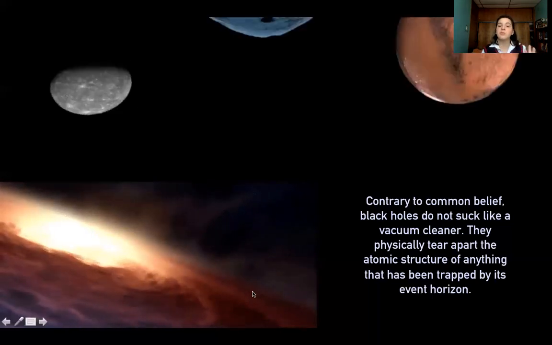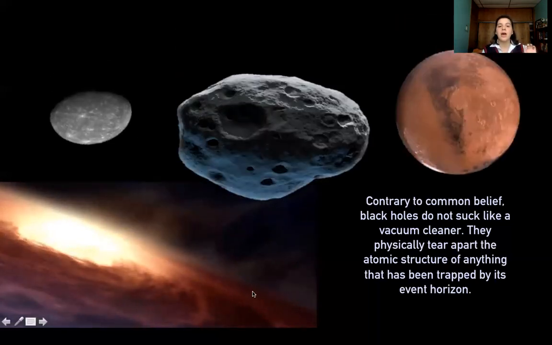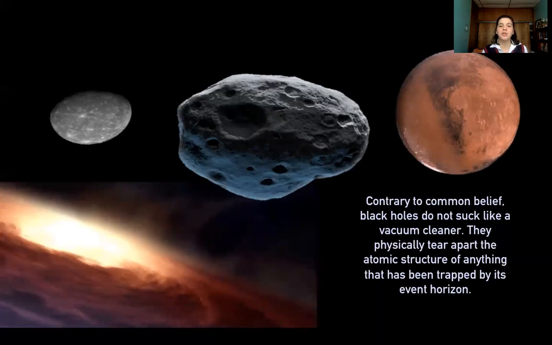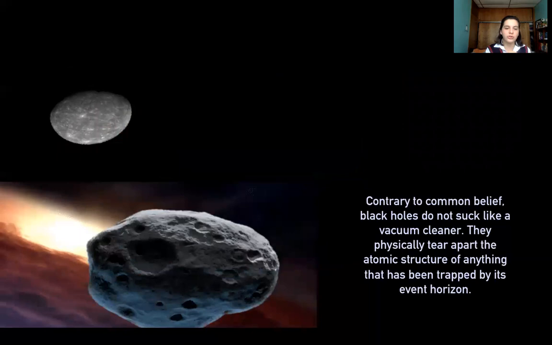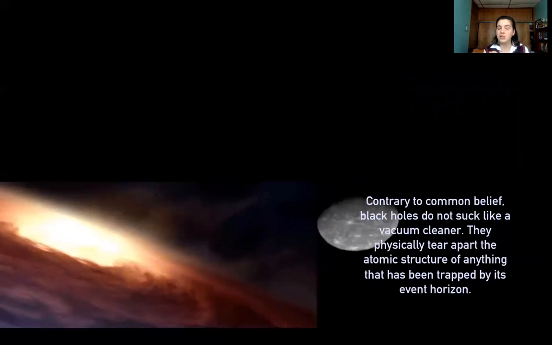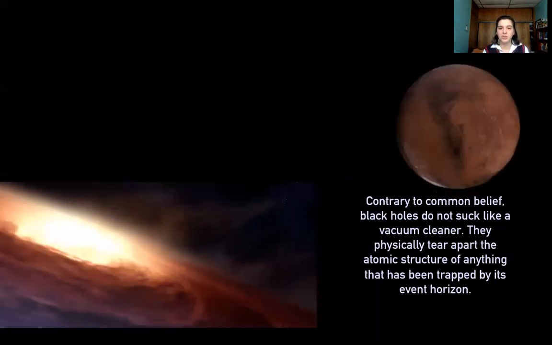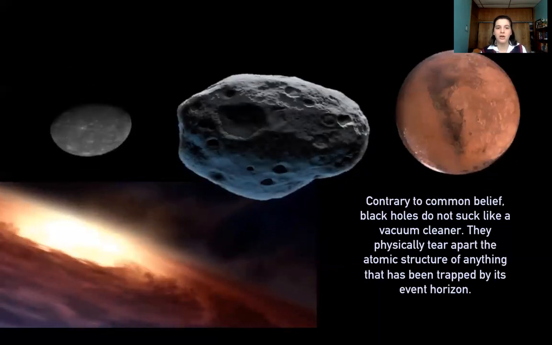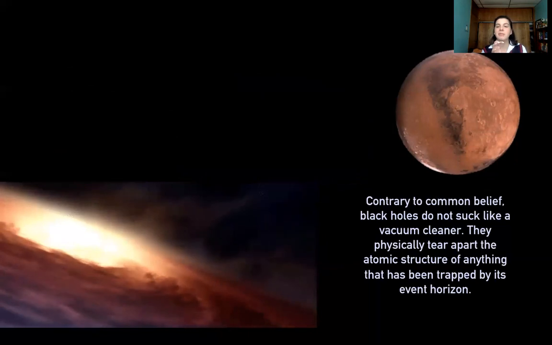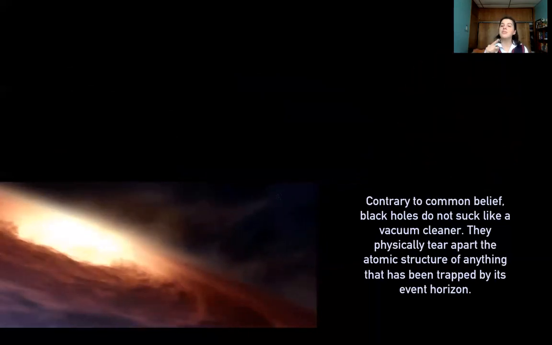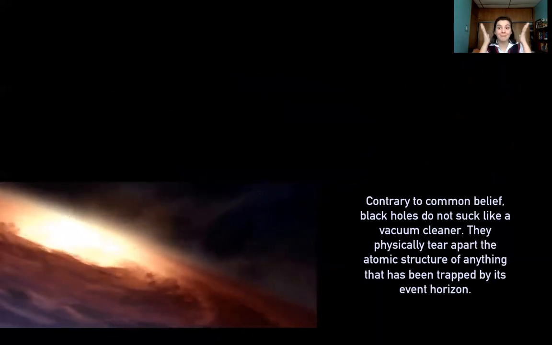So, for example, this is what people think happens. Here we have a moon, an asteroid, and a planet. So, this is not what happens. They don't get closer to the black hole and get sucked. What happens is that, let us bring them back. Here we have our subjects again. They disintegrate little by little until they become nothing. And that matter is absorbed by the black hole. Wow.